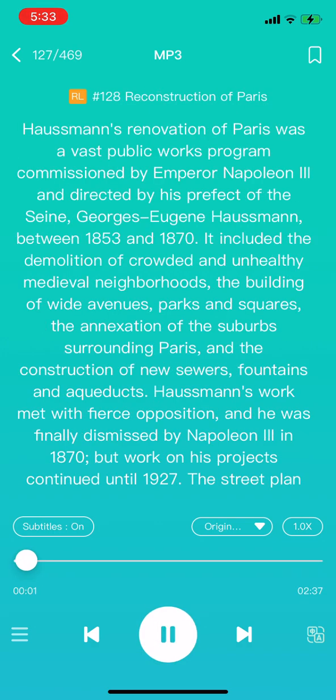Haussmann's renovation of Paris was a vast public works program commissioned by Emperor Napoleon III and directed by his prefect of the Seine, Georges-Eugène Haussmann, between 1853 and 1870.